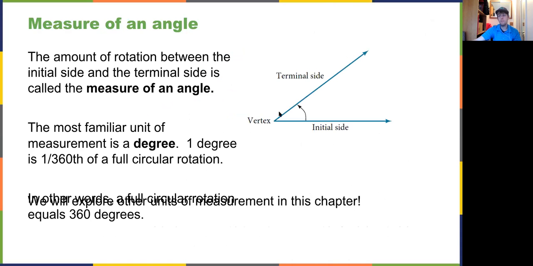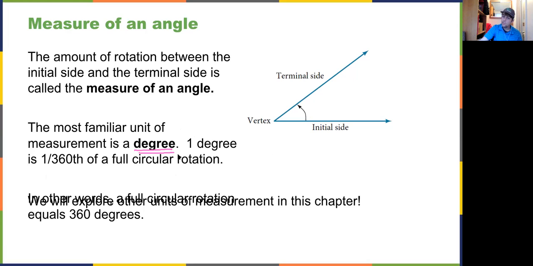And like I said before, the measure of the angle is the amount of rotation that happens between the initial side to the terminal side. Now, the most familiar unit that we probably have for that is degrees. Degrees are not perfect. They're kind of whatever. 1 degree, as we know, is 1/360th of a full circular rotation. So a full circle encompasses 360 degrees.